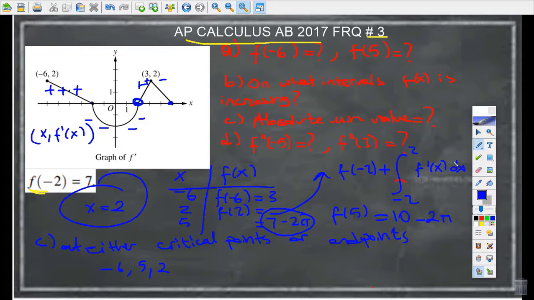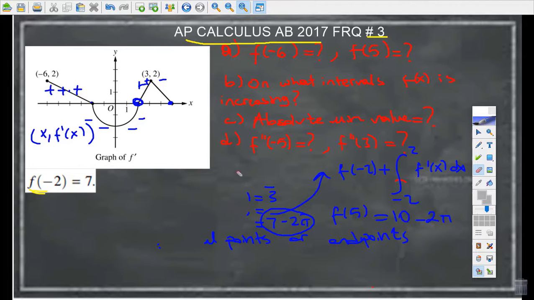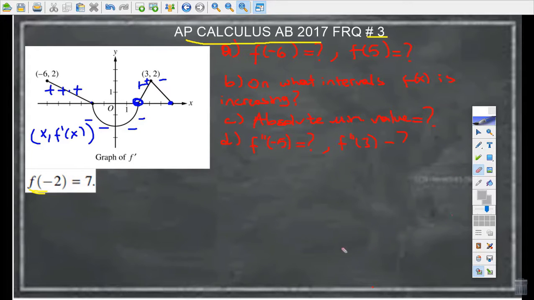Okay, let's move on to part D. In part D, we're being asked to figure out f double prime negative 5 and f double prime 3. Since we're given the graph of the first derivative, we can easily figure out approximately the value of f double prime negative 5 and f double prime 3. So basically, their values are going to be the slope value locally at around x equals negative 5 and at around x equals 3. So part D, and use a different color.